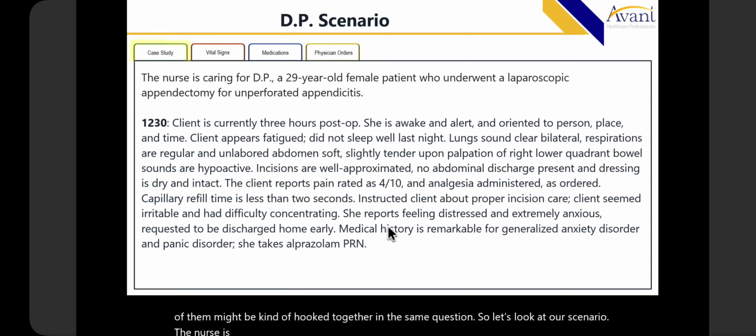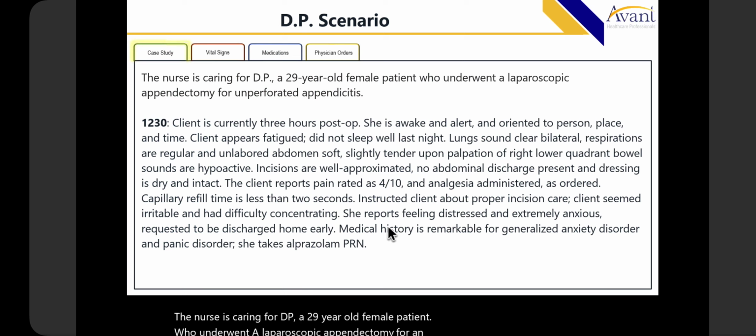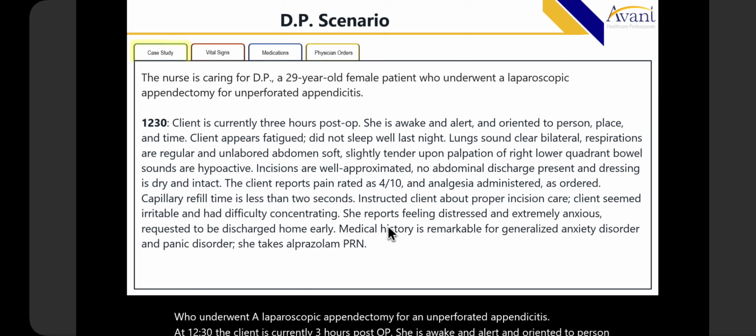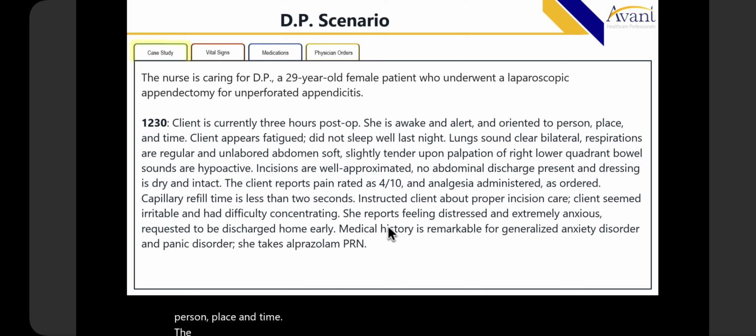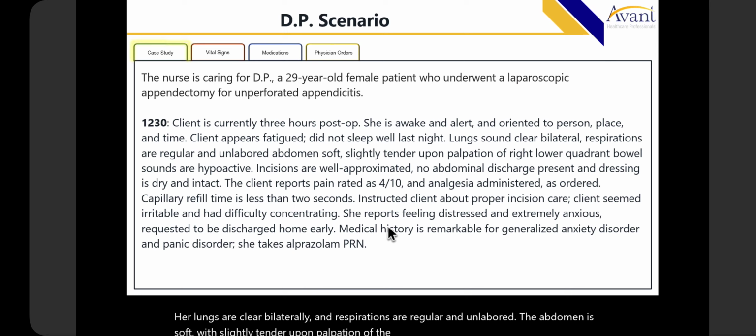The nurse is caring for DP, a 29-year-old female patient who underwent a laparoscopic appendectomy for an unperforated appendicitis. At 12:30, the client is currently 3 hours post-op. She is awake and alert and oriented to person, place, and time. The client appears fatigued, did not sleep well last night. Her lungs are clear bilaterally and respirations are regular and unlabored. The abdomen is soft, slightly tender upon palpation of the right lower quadrant. The bowel sounds are hypoactive.